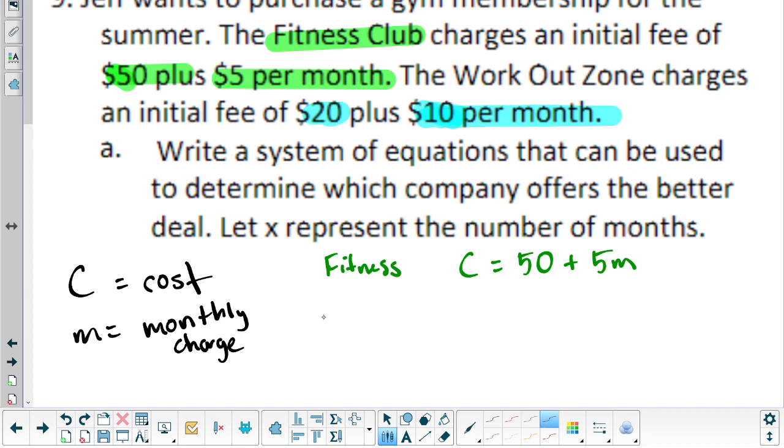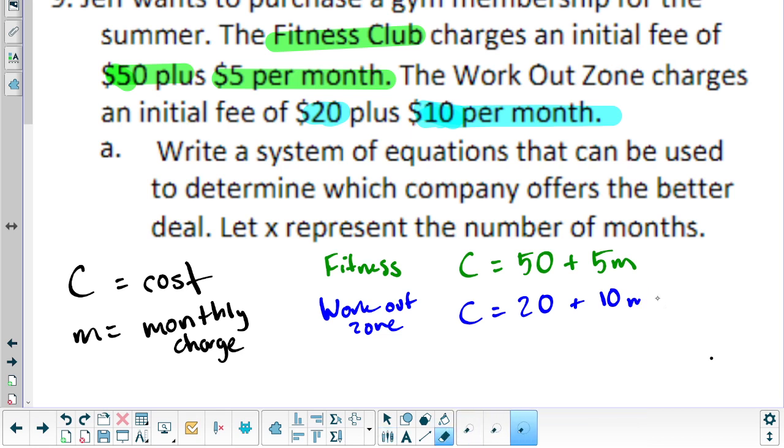For the workout zone, the total cost C is $20 initial fee, which you're only charged once, right? So it doesn't have a variable, plus $10 a month for that. So plus 10, that's an M, I guess. Plus 10M, okay?